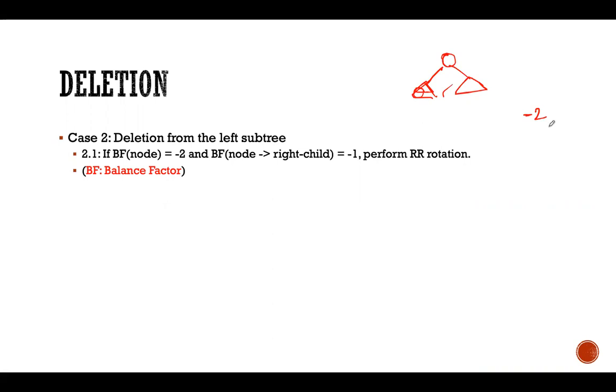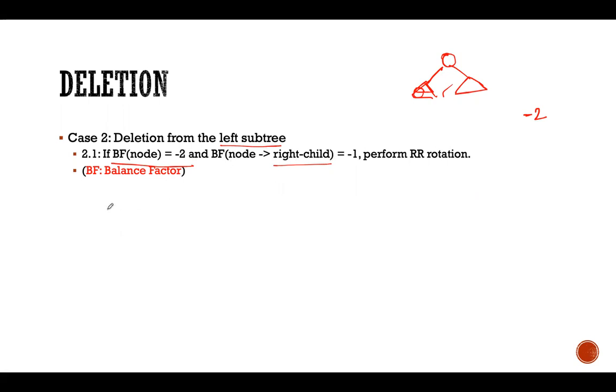It doesn't have to be -3, -4, because whenever it gets to -2 or +2, that means the tree needs a rebalancing. That's why we are checking this condition, that the balance factor is -2 or +2. So we are deleting from the left subtree and we are checking the condition. The first condition could be the node that gets unbalanced has balance factor -2. And now we are going to check what is the balance factor of the right child of this node.